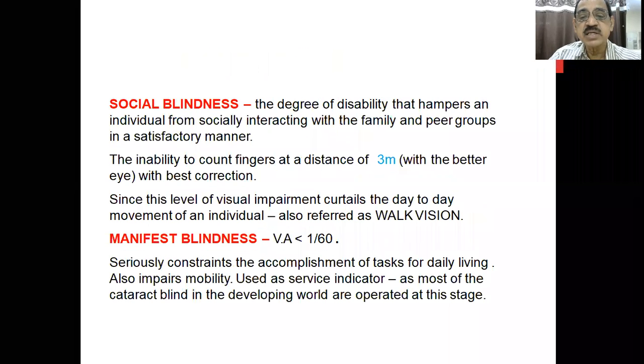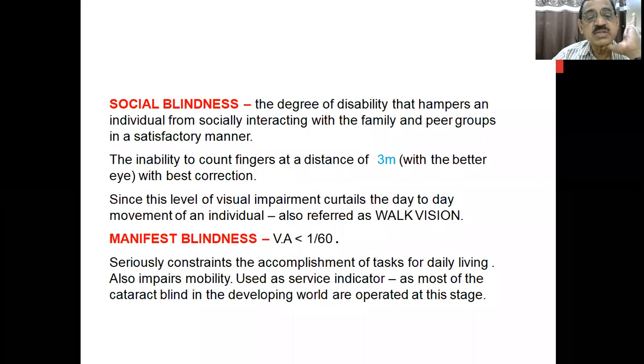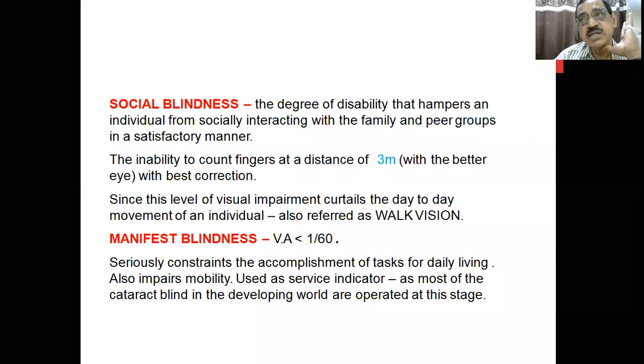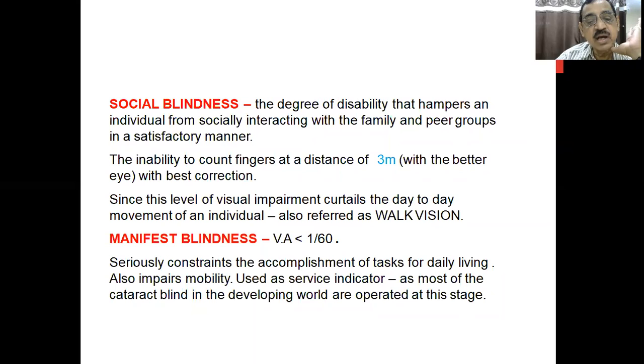Social blindness is a degree of disability that hampers an individual from interacting satisfactorily with the family, the peer groups or close friends. The inability to count fingers at a distance of 3 meters with the better eye, with the best correction, is known as social blindness. This hampers the individual from walking freely also, so it is also called walk vision. And manifest blindness, visual acuity less than 1/60, seriously constrains the accomplishment of tasks for daily living. It also impairs mobility of the individual.